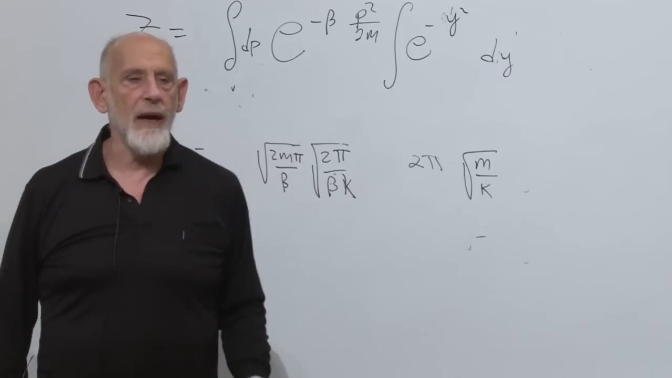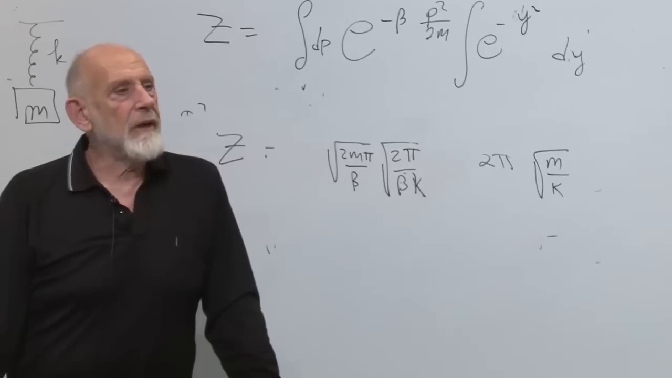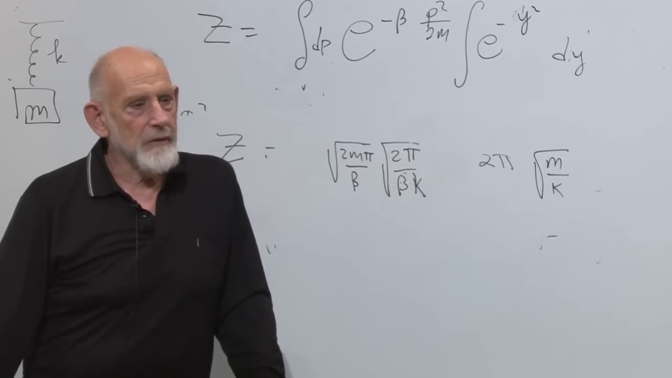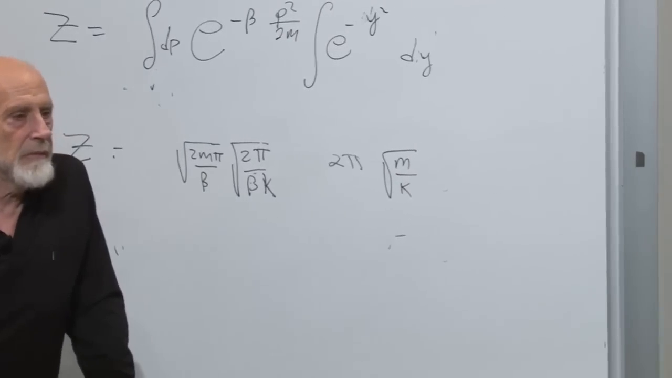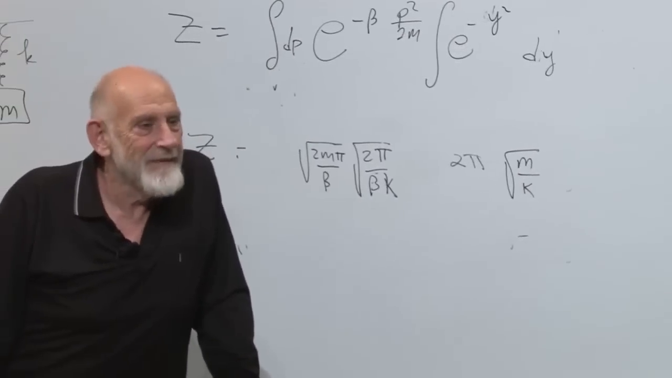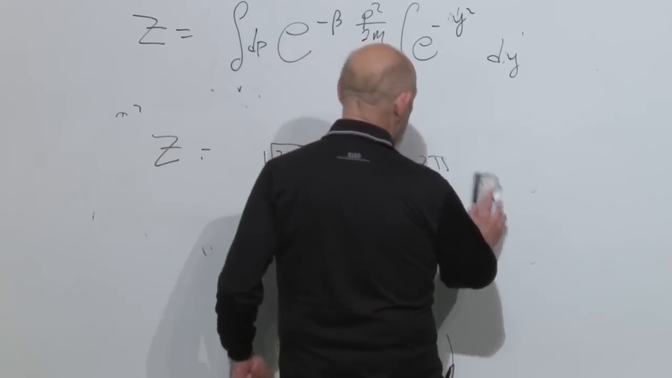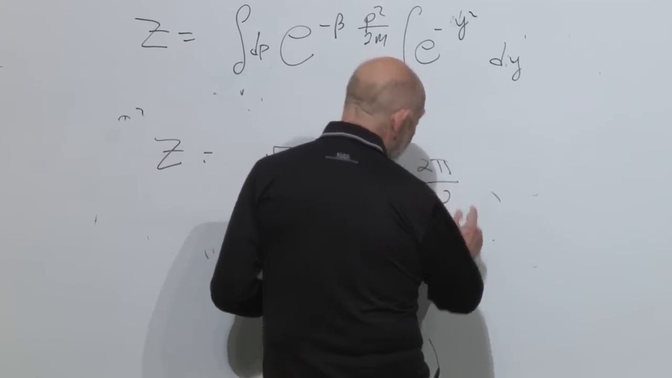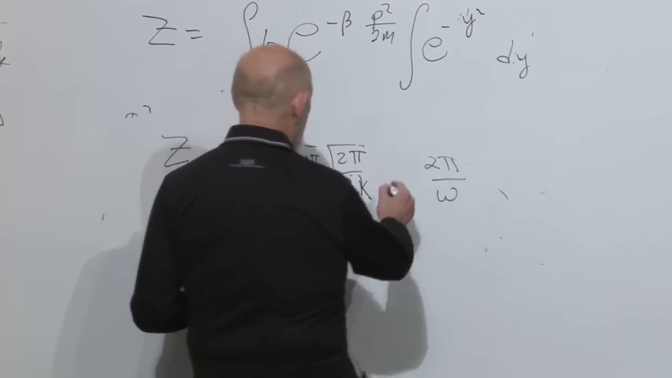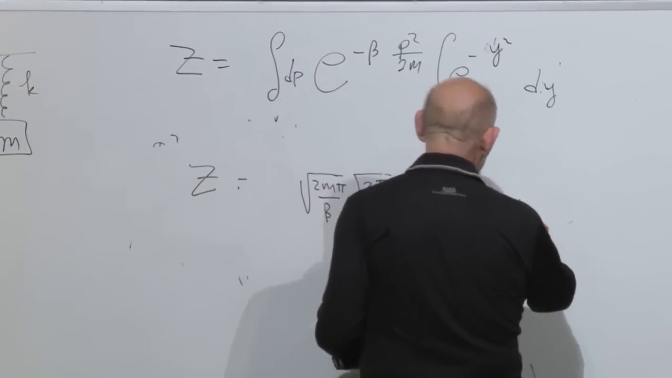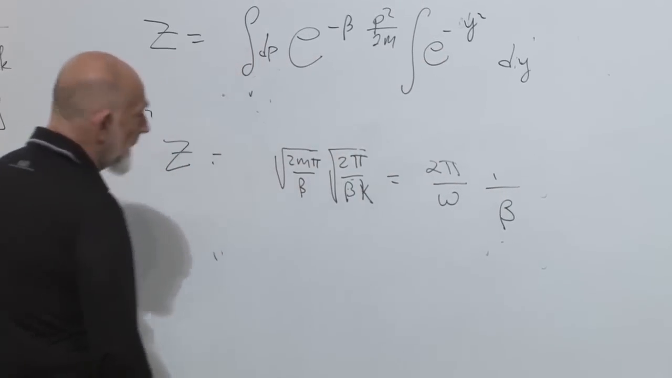Anybody know what the square root of m over kappa is? What about the frequency of the oscillator? Do you remember the frequency of a harmonic oscillator in terms of its mass and its spring constant? Is that 1 over the frequency? Yeah. So we could just write this as 1 over the frequency, and I'll do so. But of course, the frequency is a constant. But nevertheless, I want to keep it for now. 2 pi over omega times 1 divided by beta. That's z.